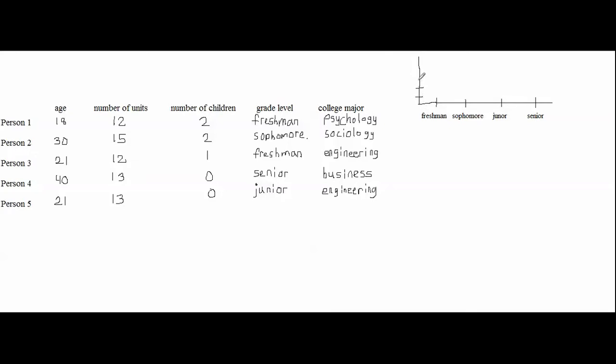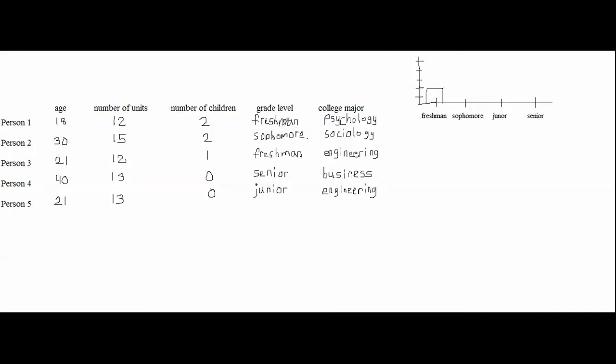We'll just put some tick marks on the y-axis. Now what's the frequency of freshman? Well, freshman appears twice. So what we would do is we would make a bar going up to 2 right here.